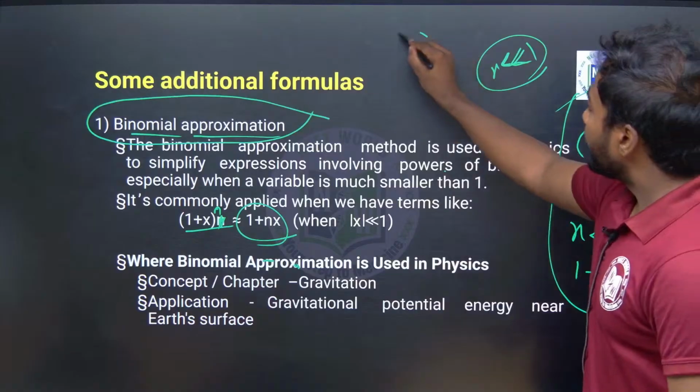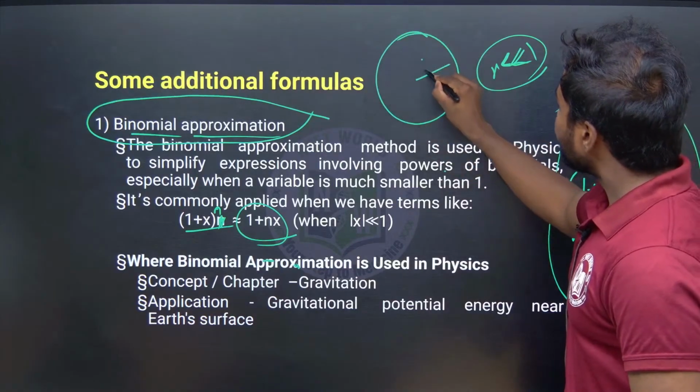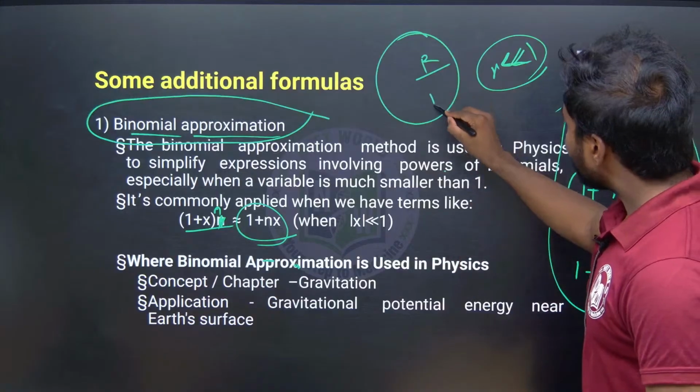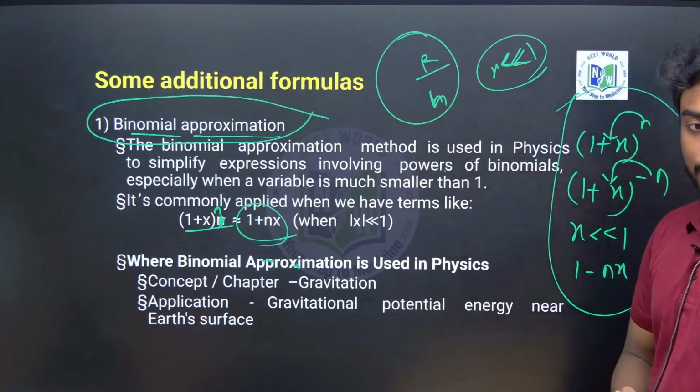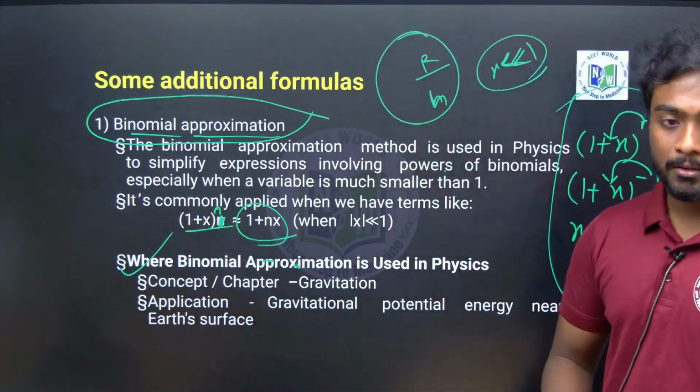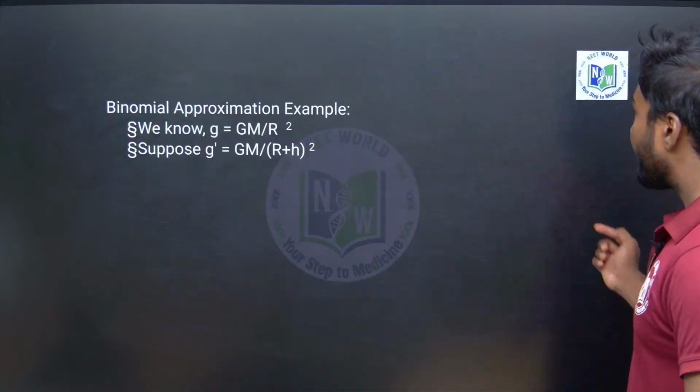So Earth, when I take it, the radius is r. Near the Earth's surface, I will consider some value height h. In those cases I will use the binomial approximation method. I will show the example here.